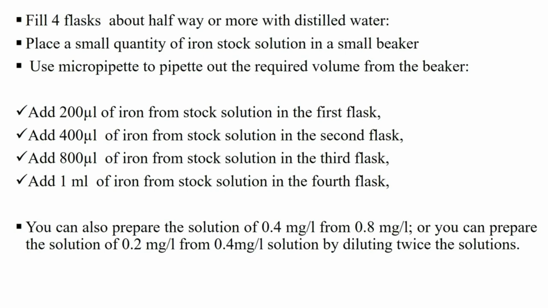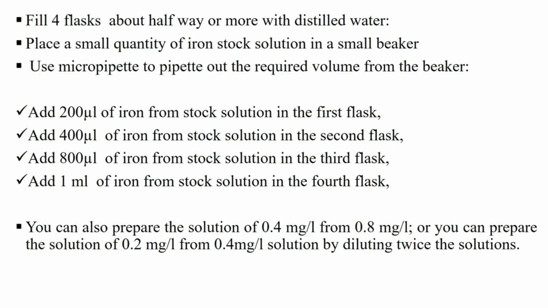You can prepare a solution of 0.4 from a solution of 0.8, or it's possible also to prepare a solution of 0.2 milligram per liter from a solution of 0.4 milligram per liter by diluting twice the solution. For example, if you take 10 milliliter of 0.8 milligram per liter and dilute it to 20, in that case we have 0.4 milligram per liter.